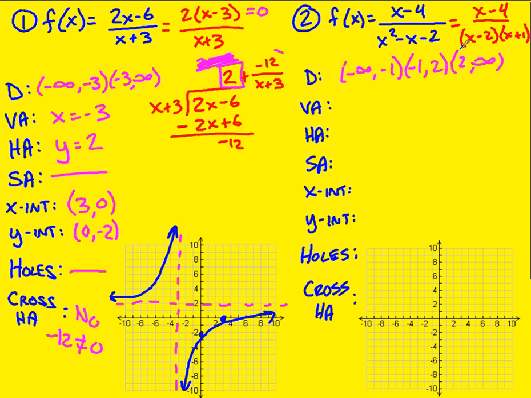Those are both vertical asymptotes because neither of them cancel out. So x equals 2 and x equals negative 1 are both vertical asymptotes. So I'll get those and plot them right away. X equals 2 and x equals negative 1 are my vertical asymptotes.